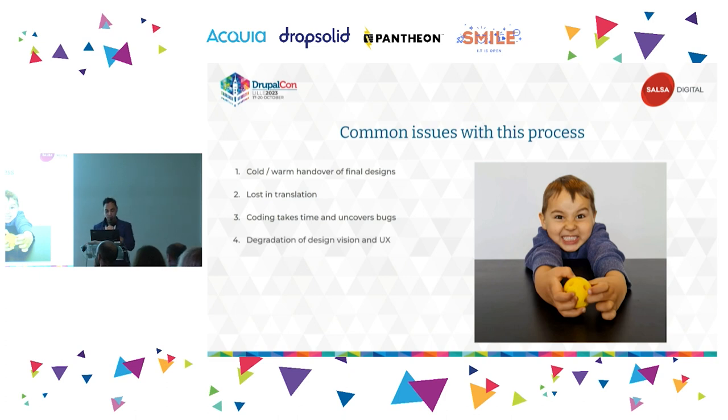Then there's the actual overall kind of coding. The coding can take time. So obviously you need to then get the designs and build it. We all know about that. You know, there are bugs, there are cycles, processes, and just generally the cycles that you need to do to finalize that design itself and make it actually real. Then the final part is that kind of degradation of the design vision and the UX.